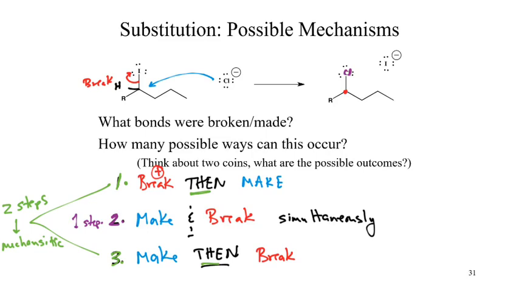What about make and then break? Well, if we make the bond first, well, now we have to have a carbon with 5 bonds, or 10 electrons around it. Well, that is not possible. That gets us a pentavalent carbon. Pentavalent carbons are not allowed. Which then means that last mechanism doesn't exist.